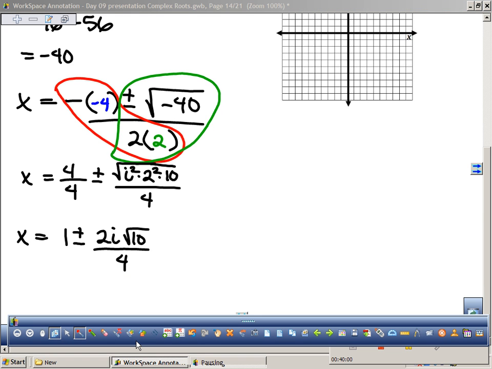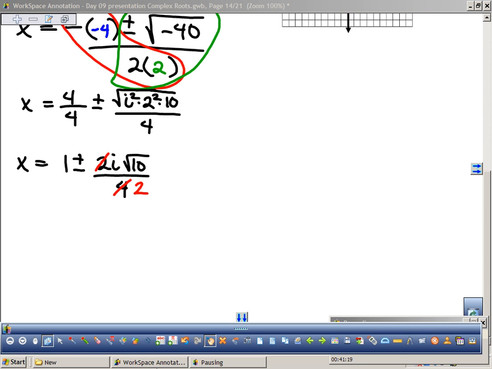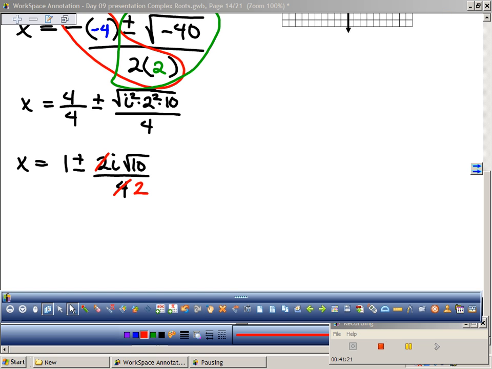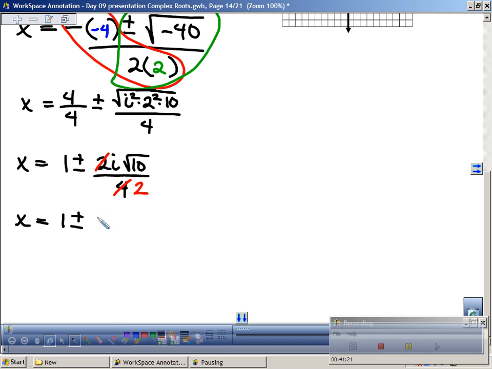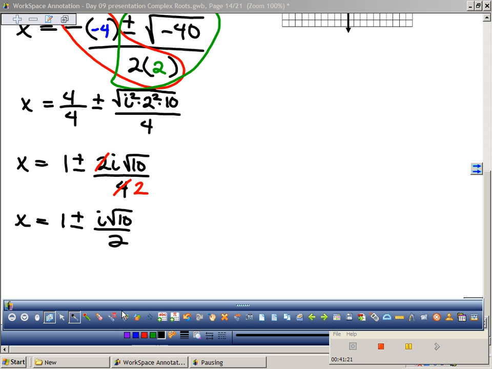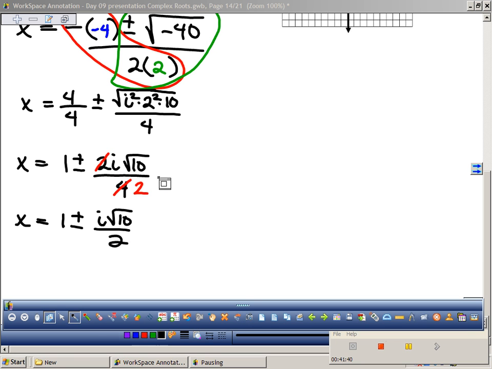Lucas, see where that's the only thing you forgot? It was still over 4. So then this becomes 2. Okay, just want to make sure. They don't cancel. No. They don't cancel. Do you see what I'm saying now? Okay. So x equals 1 plus or minus i root 10 over 2. And just because we can, this part is over 2.